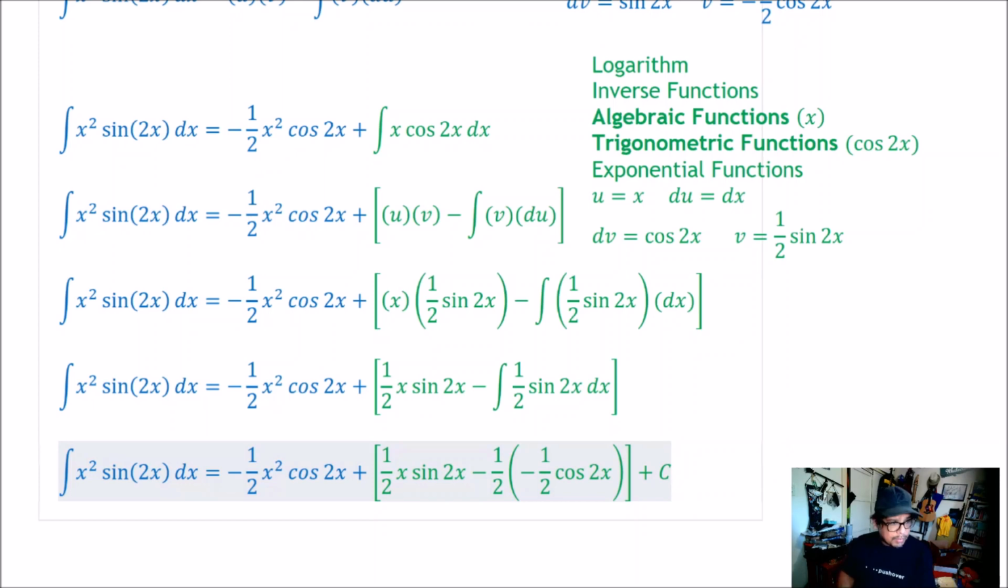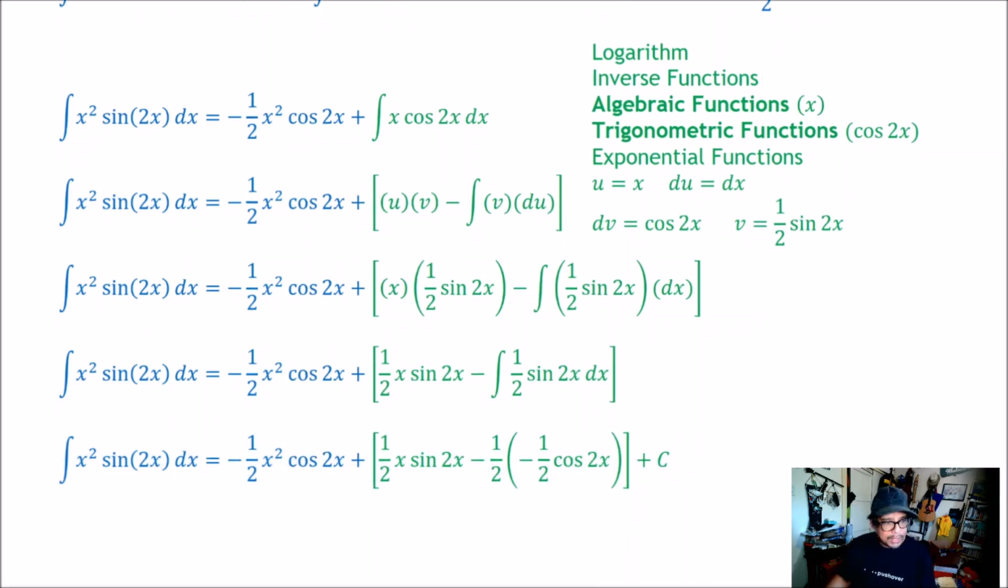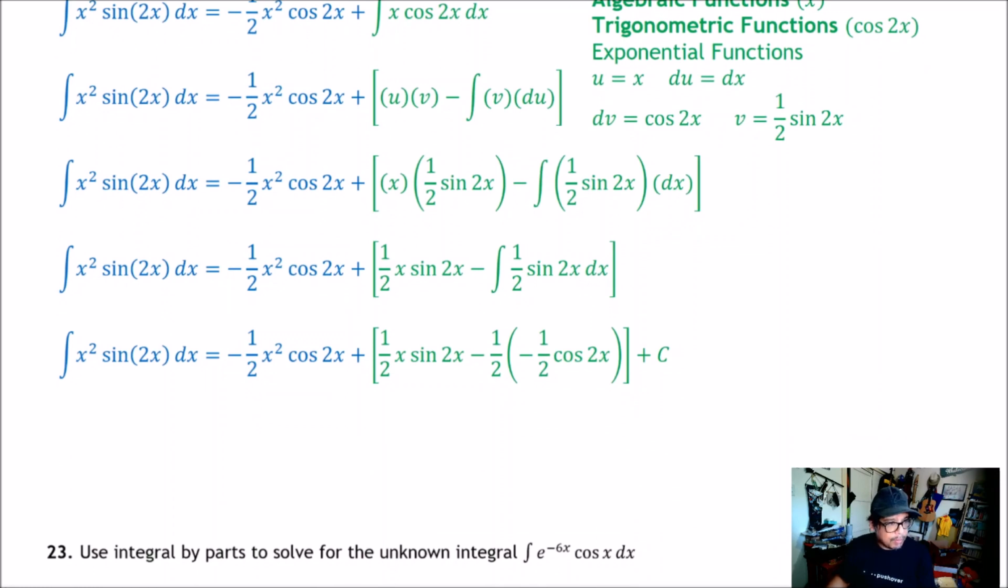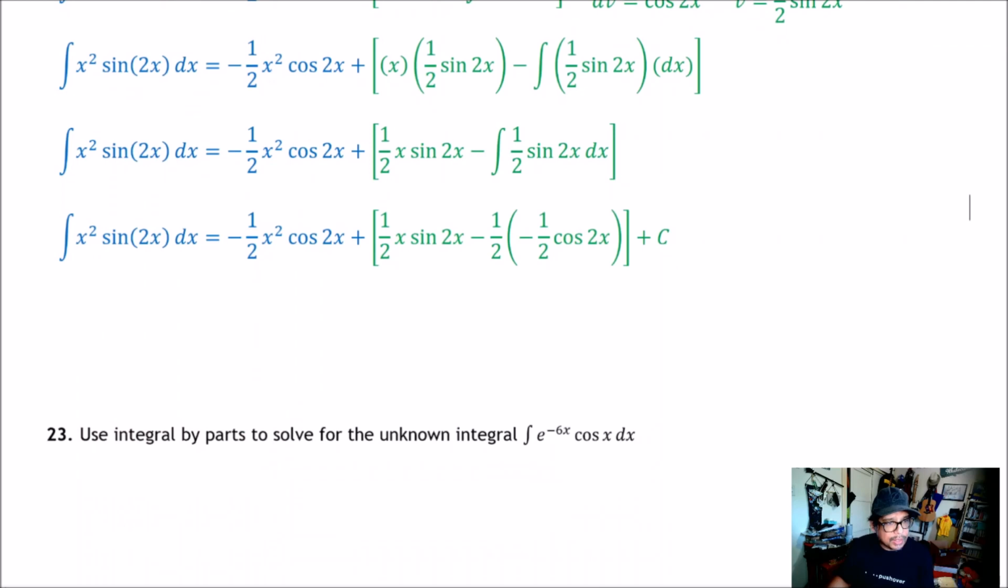These constants of integration have been building up all along. It's just that we're saving it to the very end to put the plus c all together. Okay, well, that is the end of the calculus part of this. The hard part now is to simplify this. Let's simplify.